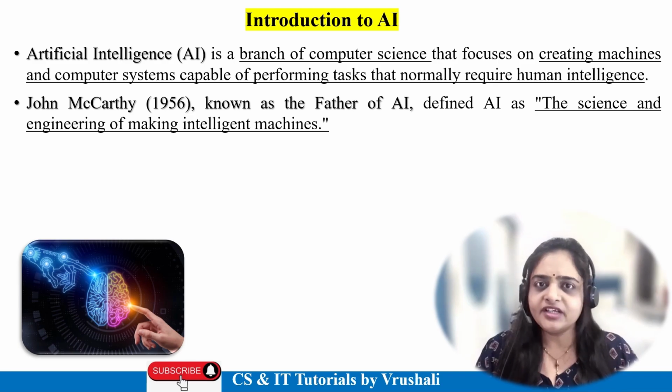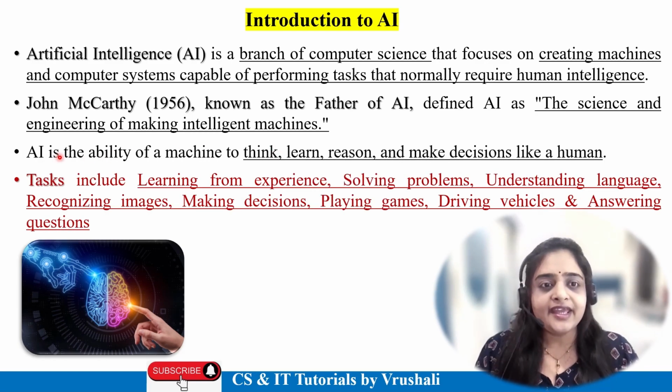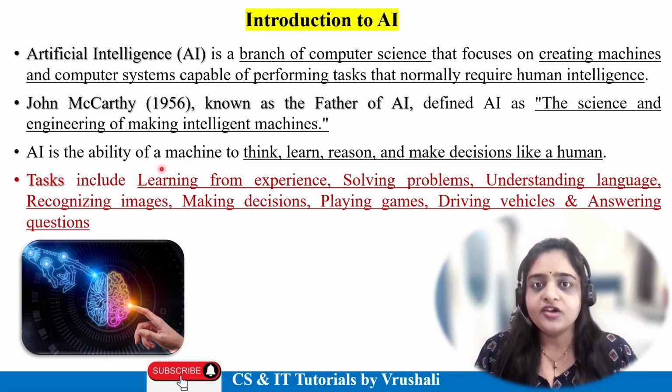I think you all are familiar with the concept of AI, right? But as per the definition, AI is the branch of computer science. In AI, we can create machines, computer systems which work like human intelligence. There was the scientist John McCarthy. He is known as the father of AI and he defined AI as the combination of science and engineering of making intelligent machines. So basically AI has the ability to create machines which can think, learn, reason and make decisions like a human.